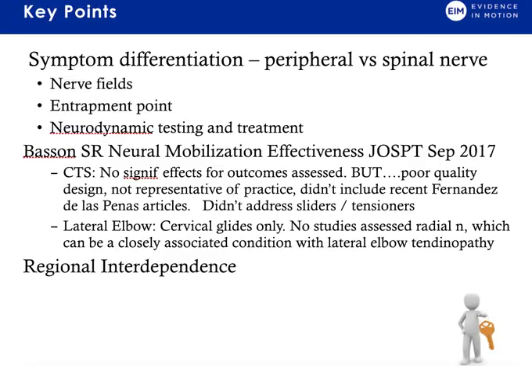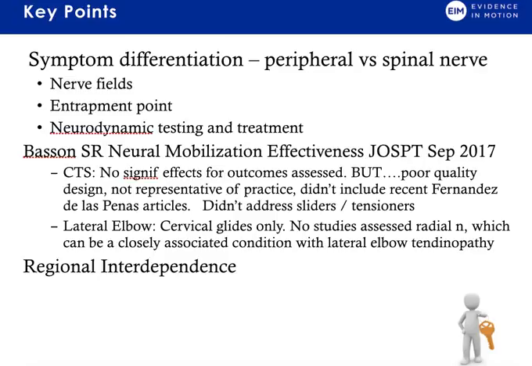Then I wanted to point out this article in JOSPT published in 2017, so very recent, the systematic review on neuromobilization, or the effects of. So for CTS, there's no significant effects for outcomes, but poor quality design, no representation of practice, didn't include the recent Fernández-de-las-Peñas article, and didn't address sliders versus tensioners.